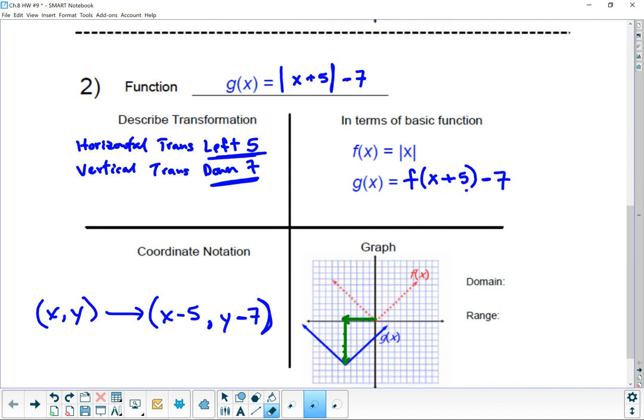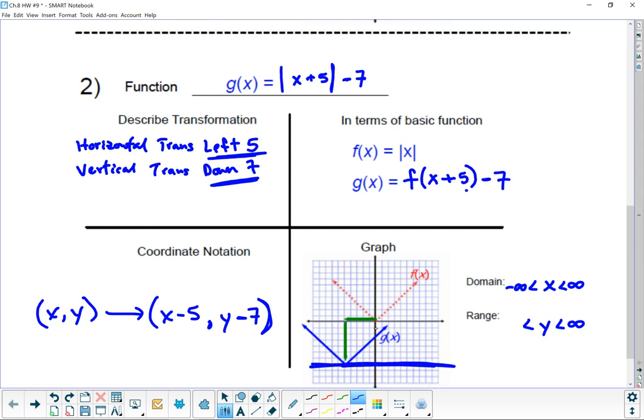Okay. Domain, if you look here, domain goes as far left and as far right as we can. So we're going to say for x greater than negative infinity, less than infinity. And the range is going to go up as high as we can go. So that's going to be y less than infinity. But that's bigger than, and we just have to figure out what this number right here is. That's the range right there. And it looks like it's 1, 2, 3, 4, 5, 6, 7. So y greater than negative 7. Yeah. And that's it.